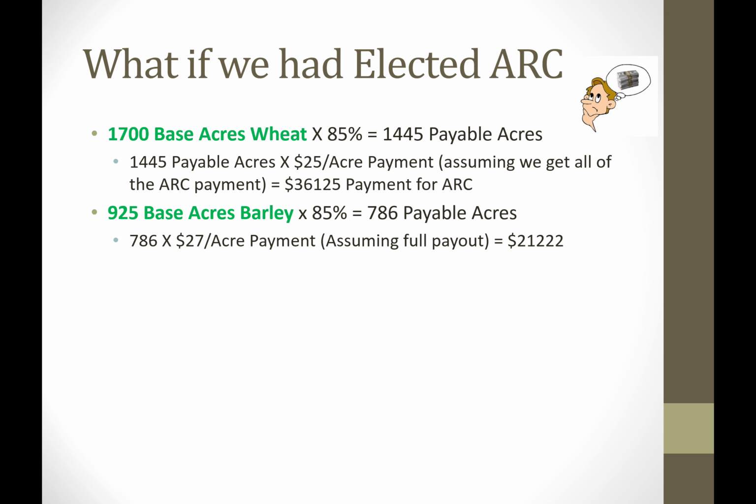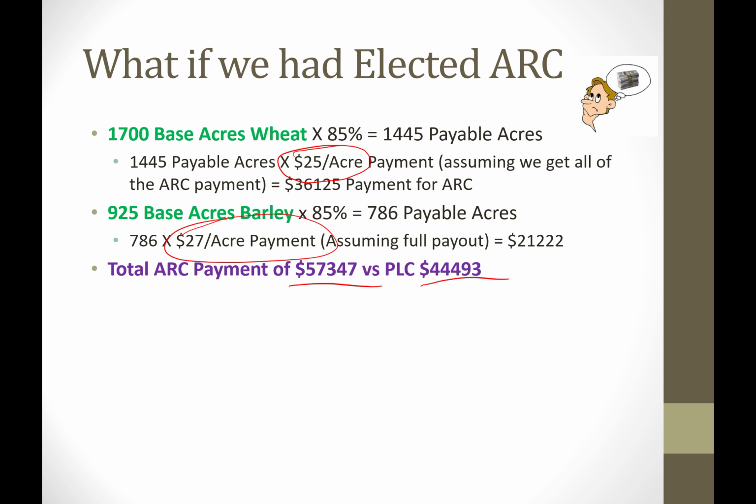This will be the same for all the farms in Toole County that are in county ARC, by the way. This has nothing to do with your FSA yields. It just triggers the same dollar amount throughout the county. So if you're looking at ARC and you want to know what you'd get paid total, you can figure on your payable base acres, or 85% of your base, you probably will get a $25 an acre payment on wheat and roughly a $27 payment on barley, because our barley yields were pretty poor in the county as well. So we would be looking at an ARC payment of $57,000 versus a PLC payment of only about $44,000.